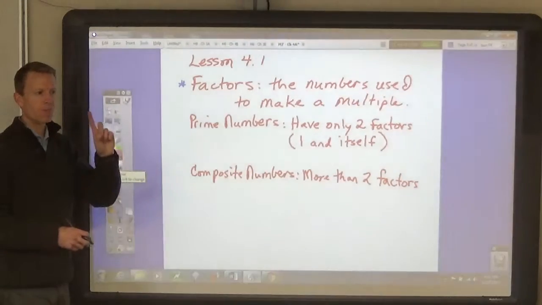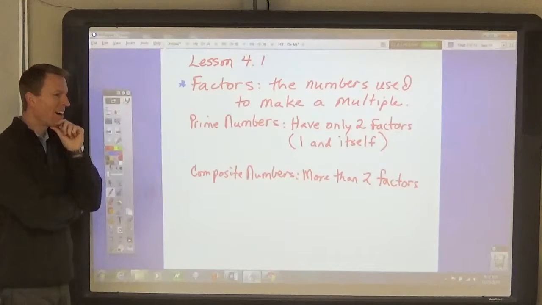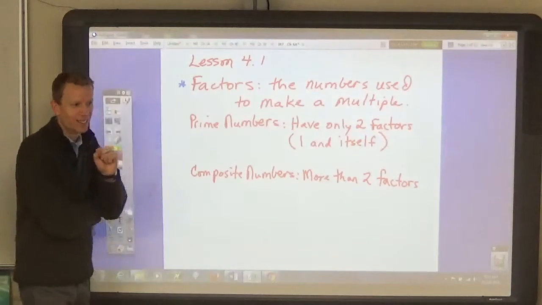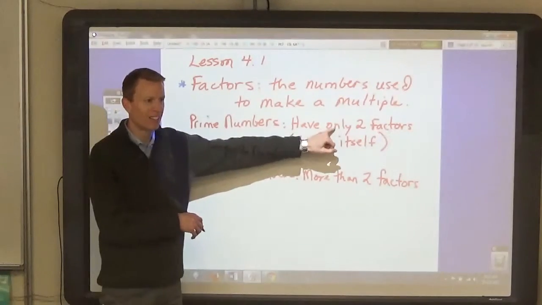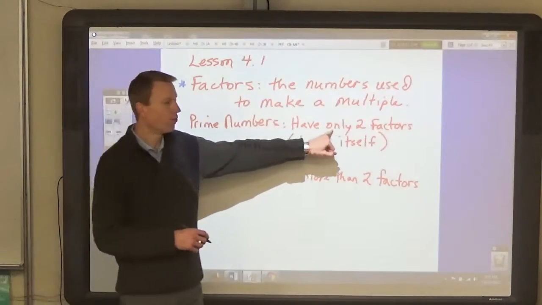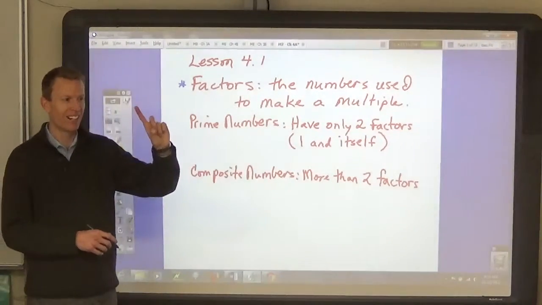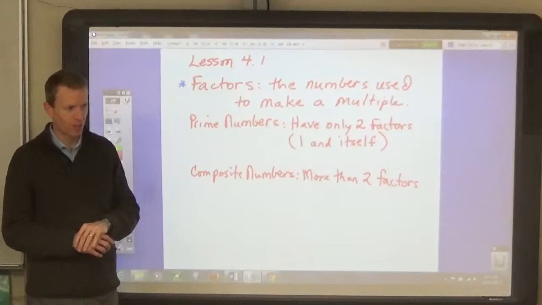Is 1 a prime number, Max? No. Why? If you multiply anything by 1, it's the number itself. Does 1 have 2 factors? No, it's not prime, because prime numbers have 2 factors. 1 has only 1 factor, okay? So 1 is neither prime nor composite.